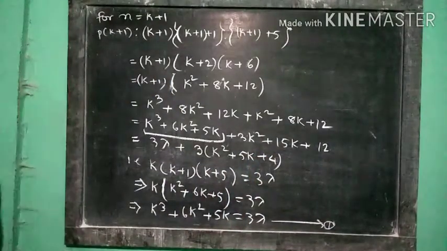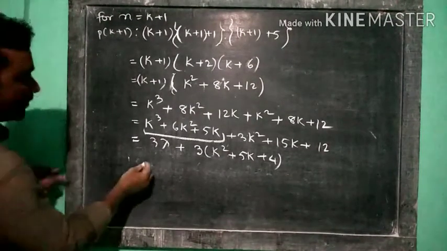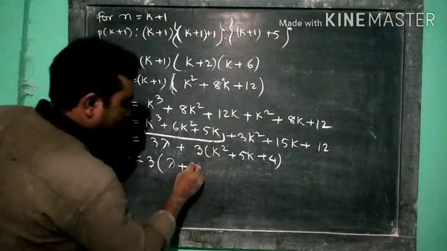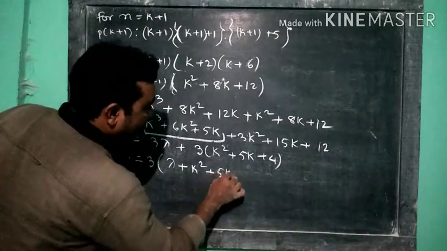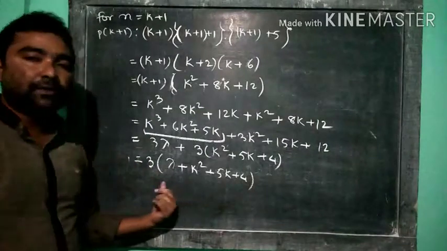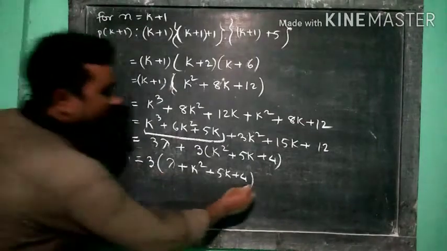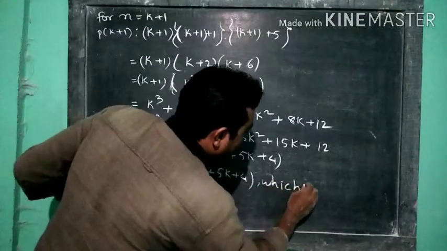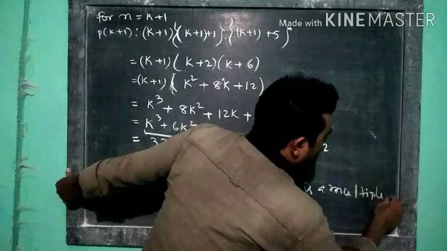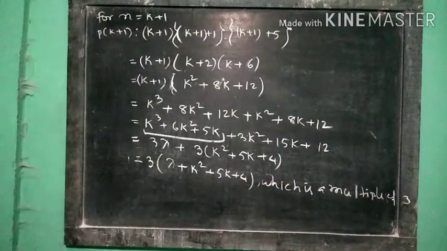So this is equal to, if we take 3 common, then we get 3 plus k square plus 5k plus 4. Since this has 3 as a multiple, this must be a multiple of 3. So which is a multiple of 3? This will be a multiple of 3.